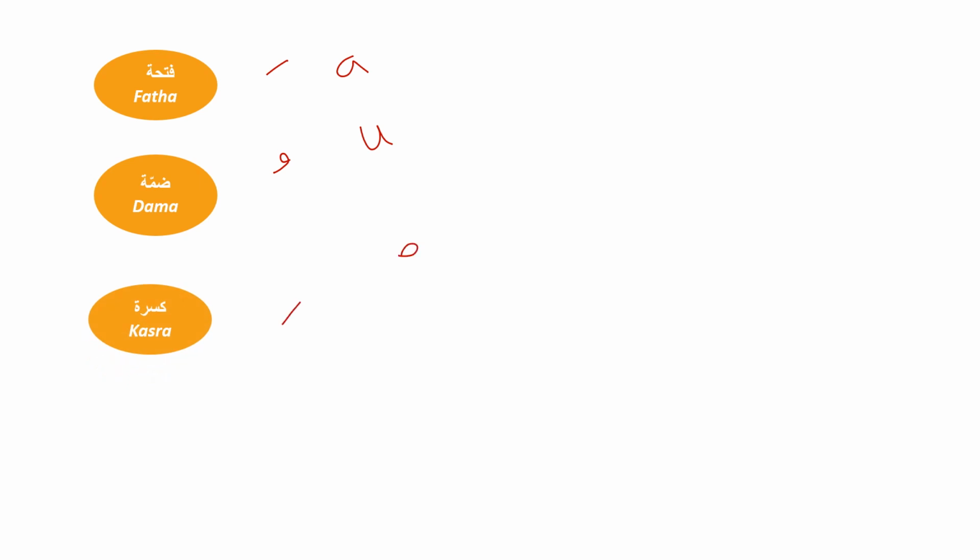Fatha, it's a small dash. We write it above the letters and it sounds like a. Damme, it's a small waw. We write it above the letters, it sounds u. Kasra, we write it below the letters, it sounds e. And the fourth one, sukun. Sukun is empty. You see there are no colors inside sukun. Sukun is empty, has no sound, the absence of the short vowels.